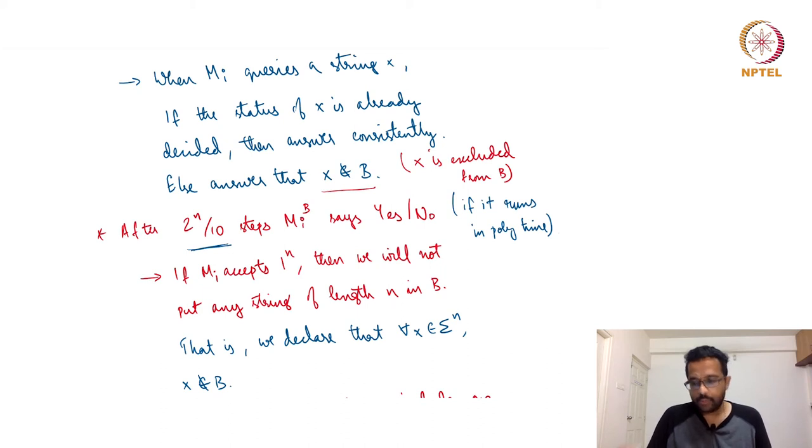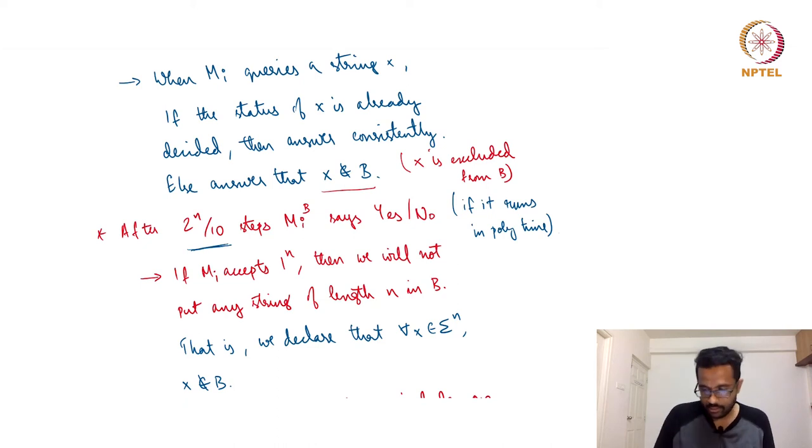Okay, so there are two possibilities. One is that M_i ends up accepting 1^n, or not accepting, which could be rejecting or looping, right? So if M_i accepts 1^n, this is the most interesting part. Basically we have to make sure that we fool M_i. If the correct answer is yes, then we have to make M_i say no. If the correct answer is no, then we have to make M_i answer yes.